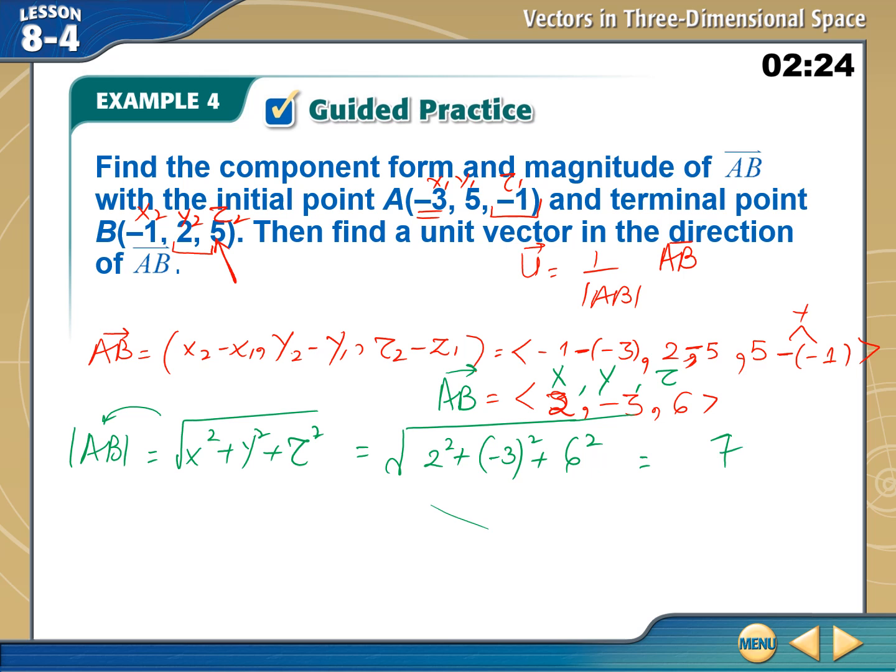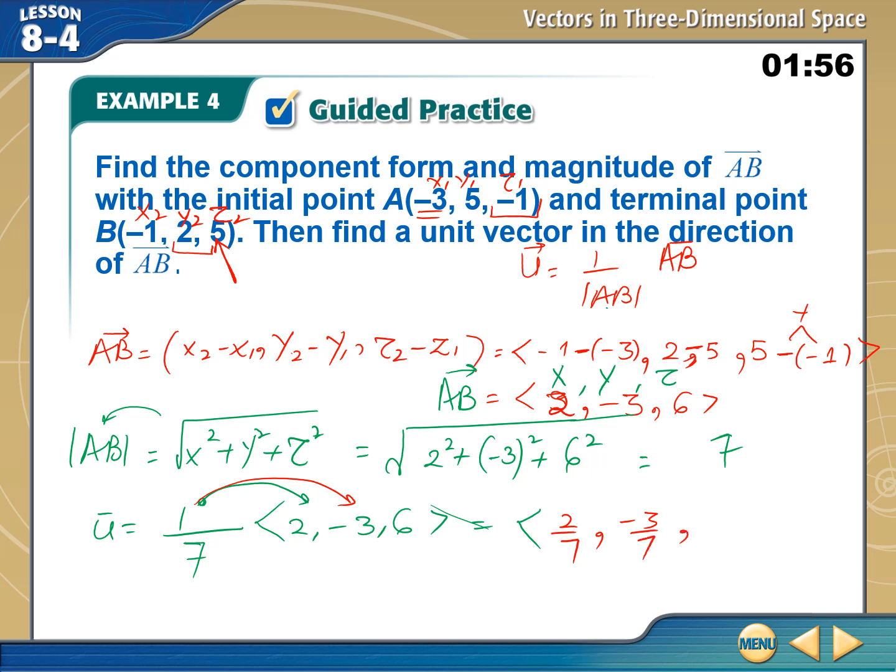Now we have the unit vector. So find out the unit vector, which is 1 over magnitude. The magnitude is 7, and then the components of AB, which are 2, negative 3 and 6. Now multiply: 1 over 7 times 2 gives you 2 over 7. 1 over 7 times negative 3 gives us negative 3 over 7. Similarly, 1 over 7 times 6 gives us 6 over 7. So I hope now the concept is pretty much clear.